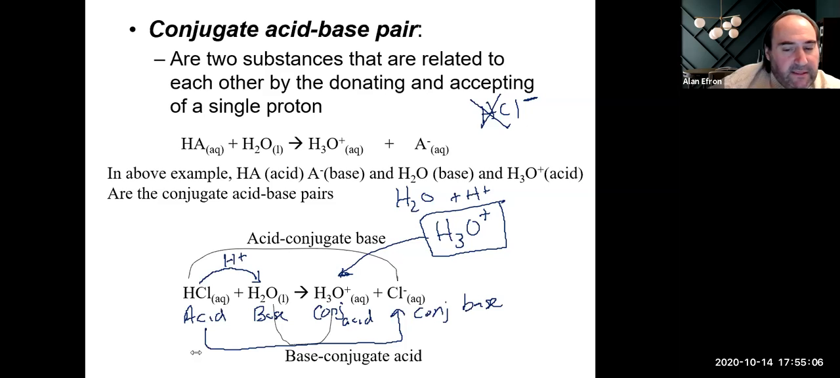And again, the only difference between our acid on the left-hand side and our conjugate base on the right-hand side is 1 H plus. It has 1 H plus less. And our only difference between the water, which is acting as the base, and the H3O plus is 1 H plus more. So always, when you're trying to find conjugate acid-base pairs, 1 H plus difference is the only thing that you should have. Question on that there? Okay.